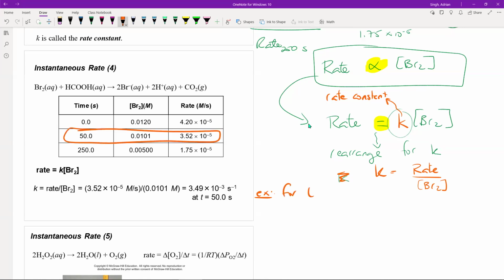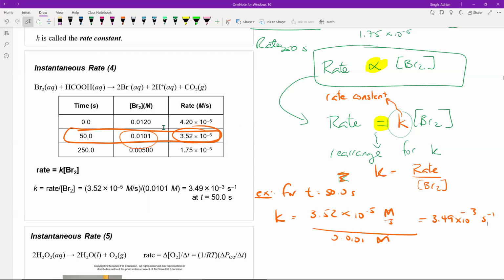For time equals 50.0 seconds, the rate constant k would be equal to the rate at that time, 3.52 times 10 to the negative 5 molar per second, divided by the concentration of Br2, which is 0.0101 molar. Molar cancels. We divide those two, stick it in the calculator, and what we end up with here is 3.49 times 10 to the negative 3. And the unit there is per second.